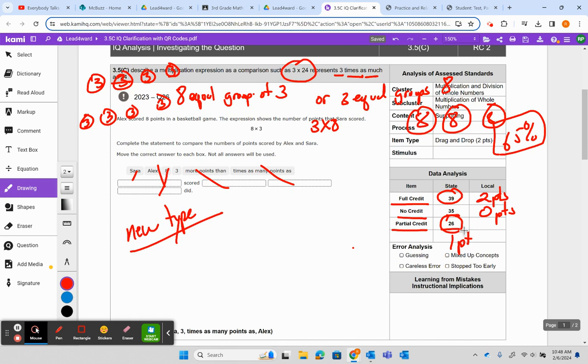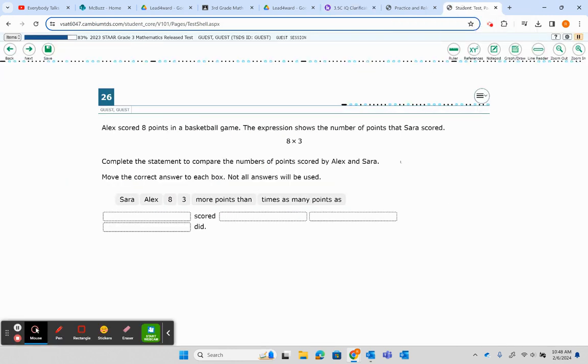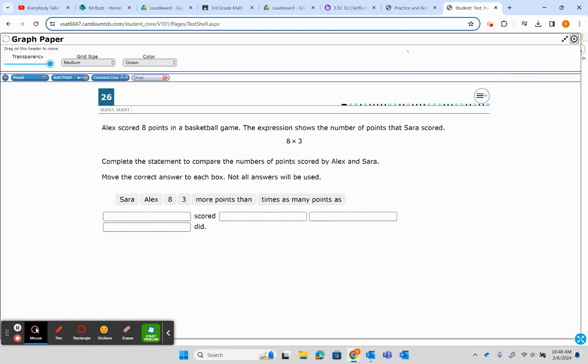So we did okay. I would like for us to do better, but these are tough questions. If you're asking yourself as a guardian or parent what this looks like, well, it looks like this one. Read the question: Alex scored 8 points. I'm going to get my graph paper, which I already have preset.